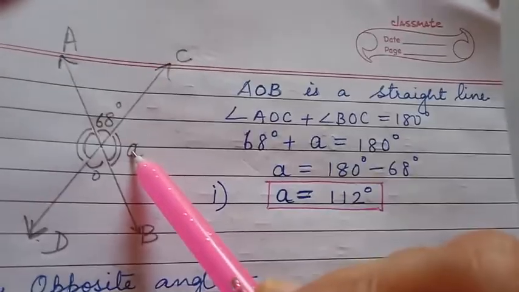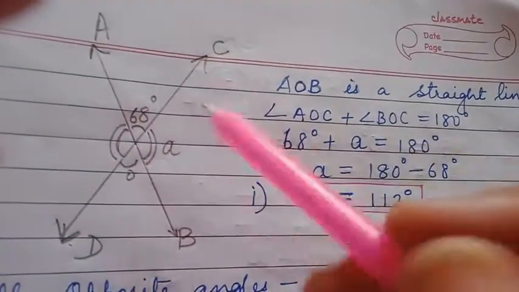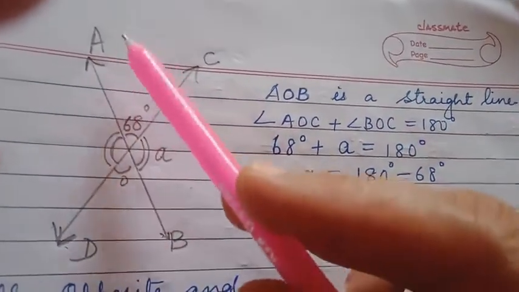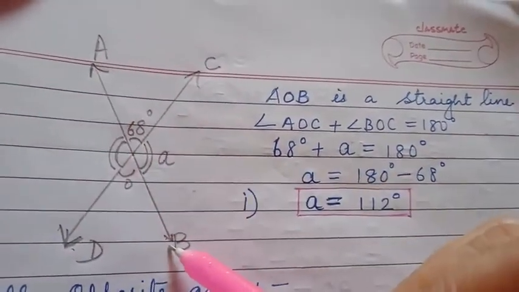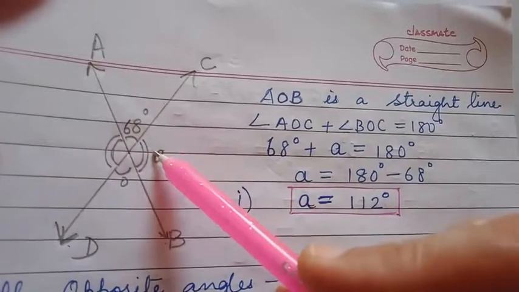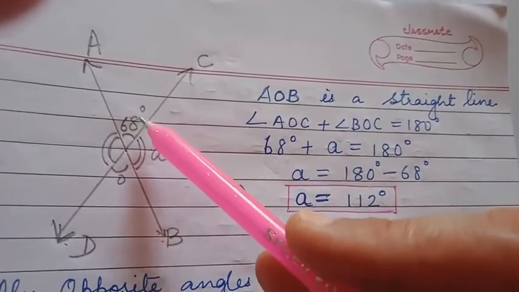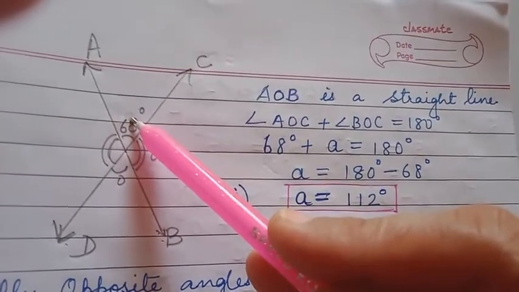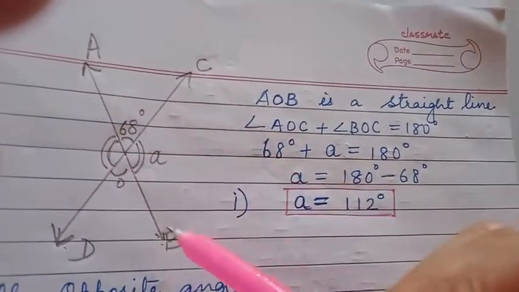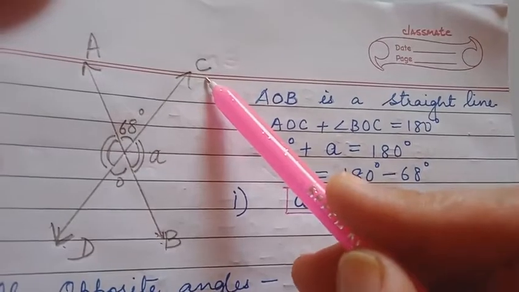What is the value of A? So, you know that now, AOB is a straight line. I told you AOB is a straight line. Whenever a straight line comes, what you will do is add these two angles, and the sum will be 180 degrees. So angle AOC plus angle BOC is equal to 180 degrees.